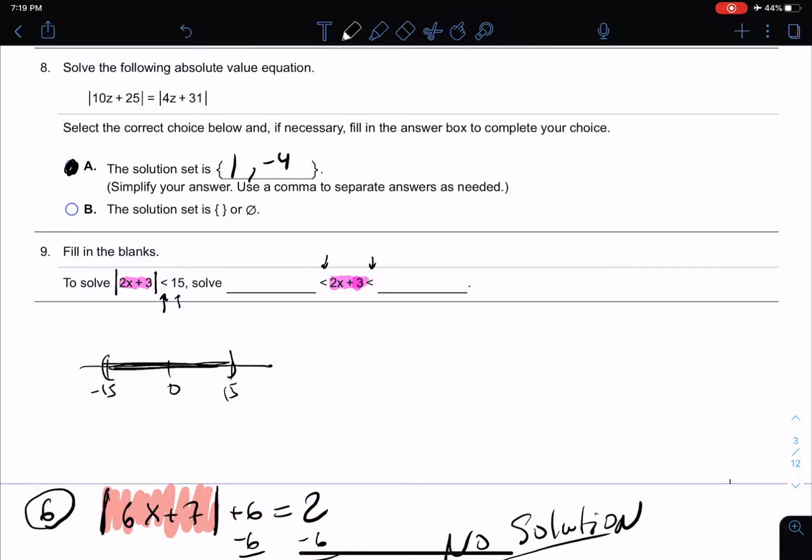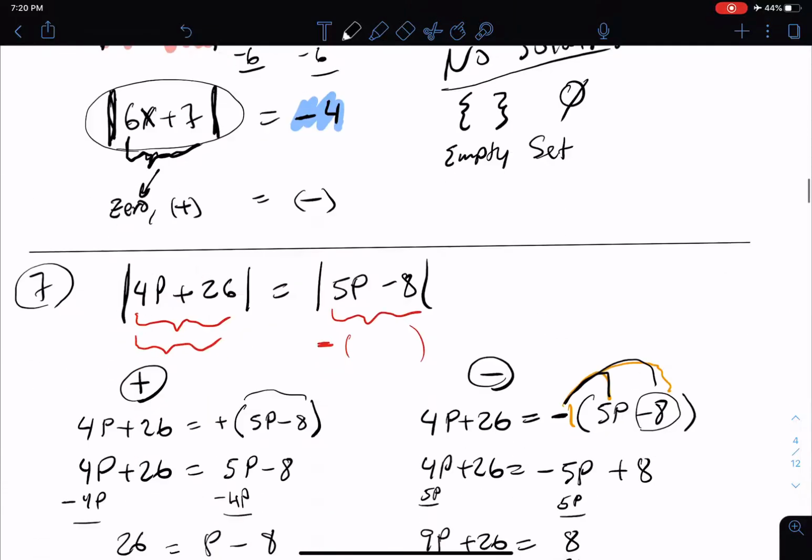Now the final solution doesn't go from negative 15 to 15 because all of this stuff right here needs to be adjusted when you solve. But when you're setting it up, it does, right? So you'd say 2x plus 3 is in the middle, and on the left side of this, it's negative 15, and on the right side of this, it's positive 15. And then you solve to go from there. But this one, they just wanted you to set one up. That's all we had to do there. Number 10.